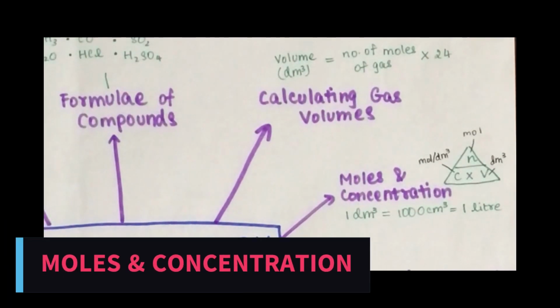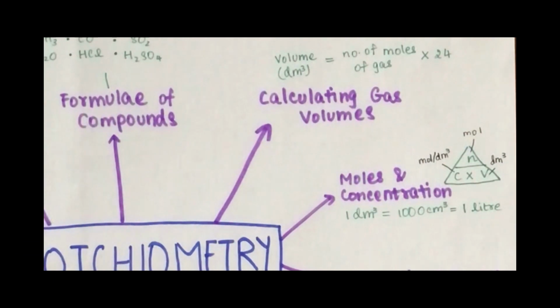Now let's talk about moles and concentration. Concentration is all about how much of a substance that we have in a solution. We measure the concentration in moles per dm cube, which is also equal to moles per liter. So now this conversion is really important. 1 dm cube, which is also equal to 1 liter, is equal to 1000 centimeter cubes. You need to learn this if you need to convert between dm cube and centimeter cube based on the values they give in the question.